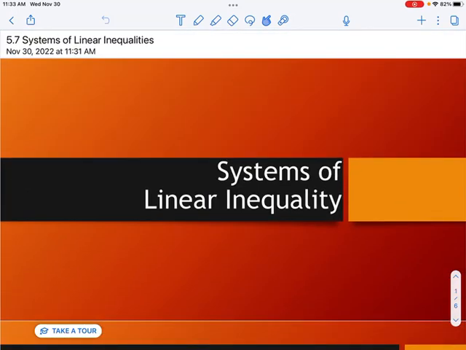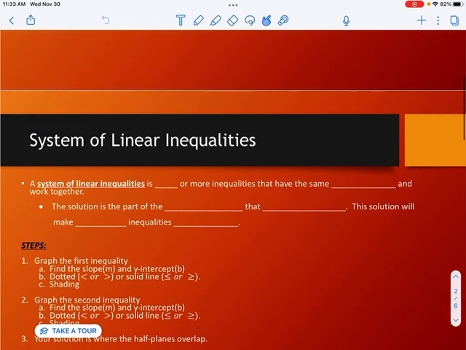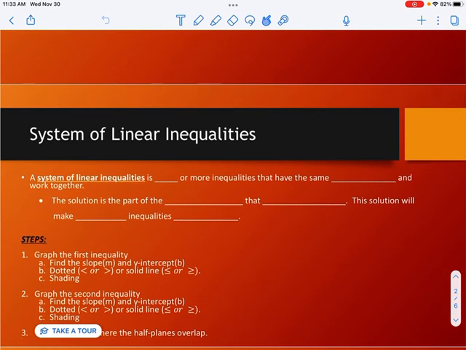Today we're going to look at systems of linear inequalities. So far we have been working with systems of linear equations. Now we're going to put yesterday's lesson together and do a system of linear inequalities. So the first thing we're going to talk about is, what is it?